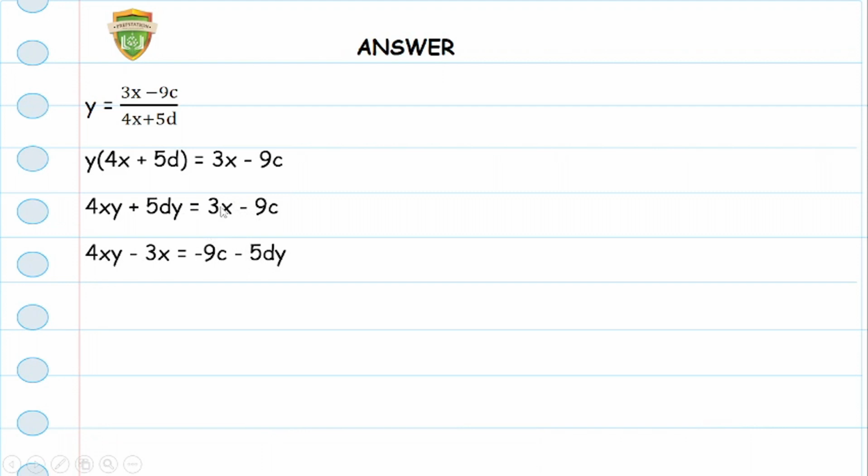So we collect like terms. 3x comes this way, 5dy comes this way. So this is positive this way. When it comes here, it becomes negative. This positive this way. When it comes here, it becomes negative. So 4xy minus 3x will be minus 9c minus 5dy.